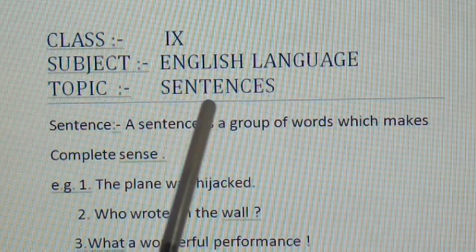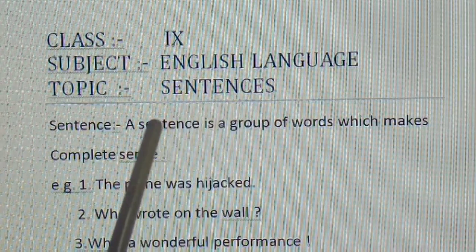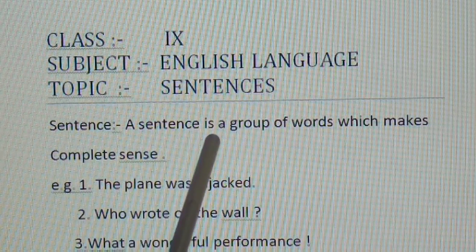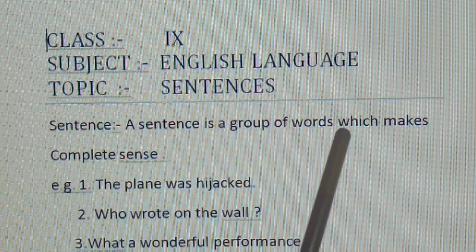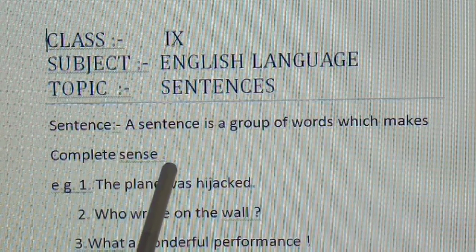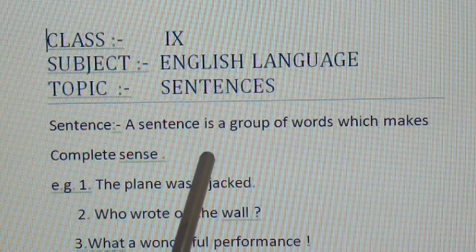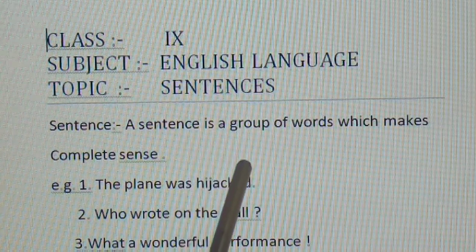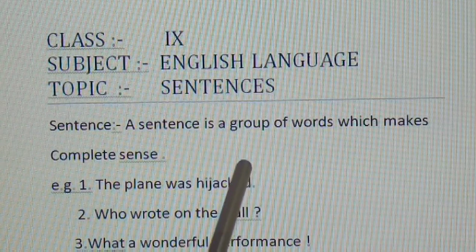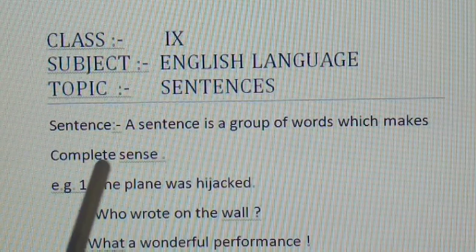Your topic is sentences. First of all, I want to define what a sentence is. A sentence is a group of words which makes complete sense. Sentence kya hai? Group of words hai. Kai group of words se milkar jo sentence bante hai aur which gives us complete sense, meaningful jo sense de, that is known as sentence.